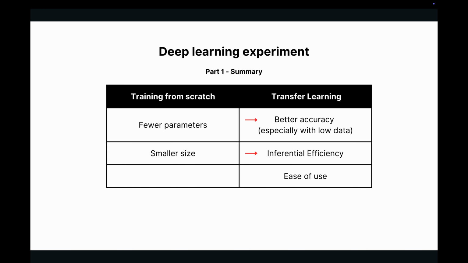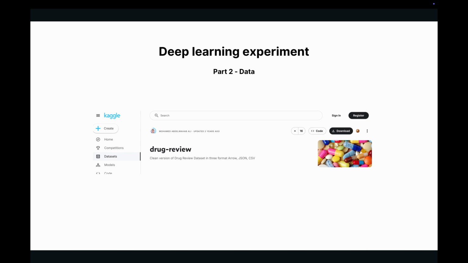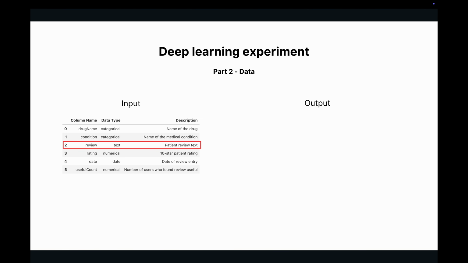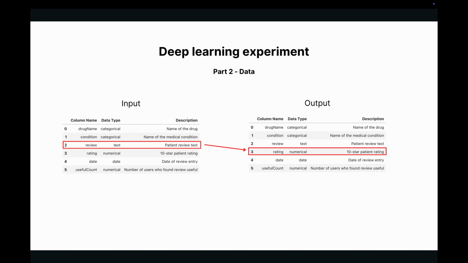On to part 2. First, let's define our new dataset. It's a dataset of reviews of drugs, and in it, we have ratings by the reviewers on the drugs. Our goal is to predict sentiment from the reviews, and the ratings will be our output variable.